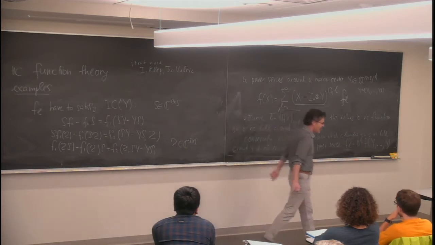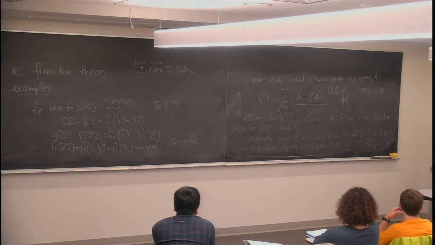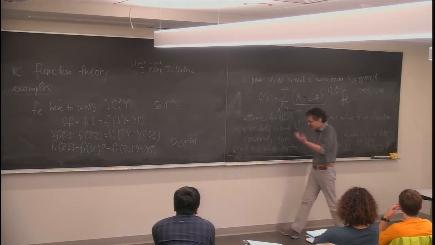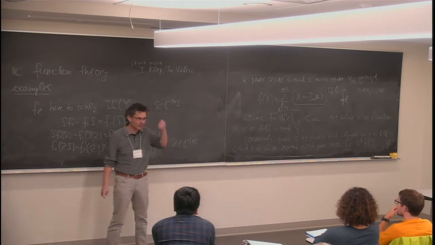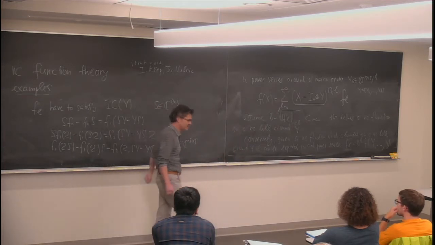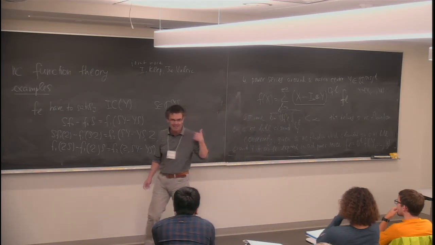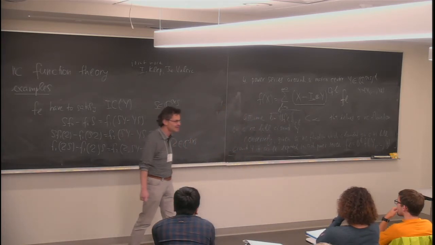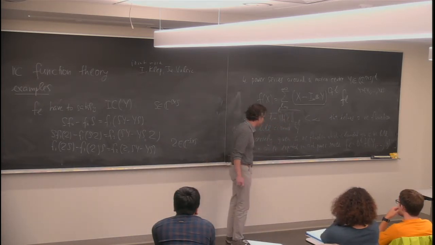So what do we get? We obtain the ring of germs of uniformly analytic functions at center Y, or around Y, or in the neighborhood of Y.